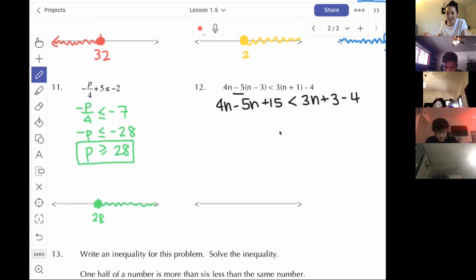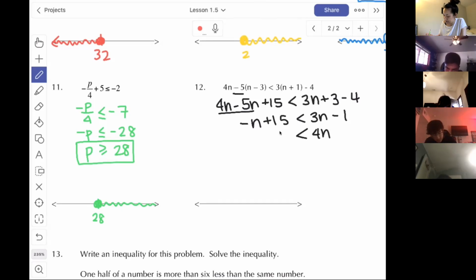Okay, and then what would you do next? 4 minus 5, so you get -1n plus 15, and then it's less than 3n plus 3 minus 4, so -1. Good. Nice. Keep going. And then you add the 1n to the other side, and then 15 is less than 4n minus 1. Then you add the 1, so you get 16 is less than 4n. And you divide by 4.